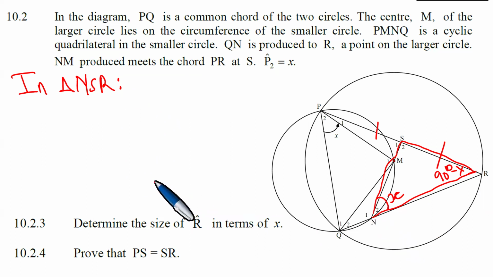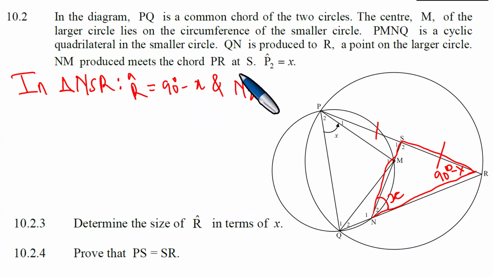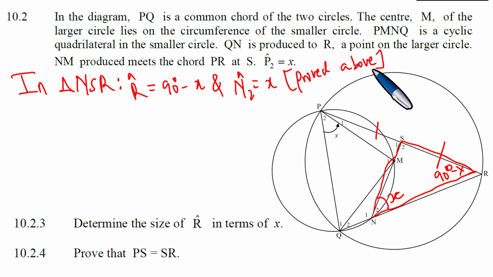So in other words, we already know that in triangle NSR, the angle R is equal to 90 degrees minus X. Simultaneously, the angle N2 we already know is X. This one has been proved above. Right, so in other words, we know the X and the 90 degrees minus X. So now we can find the third angle, the angle S2.